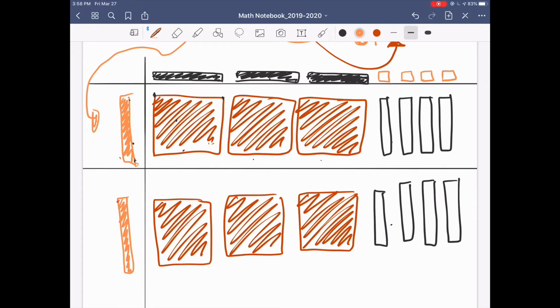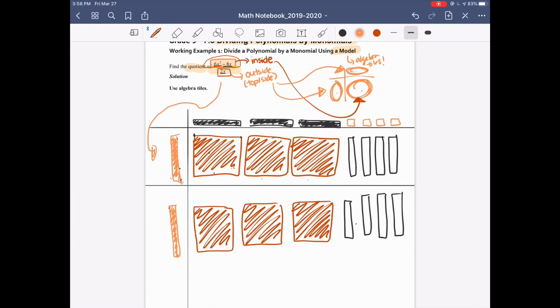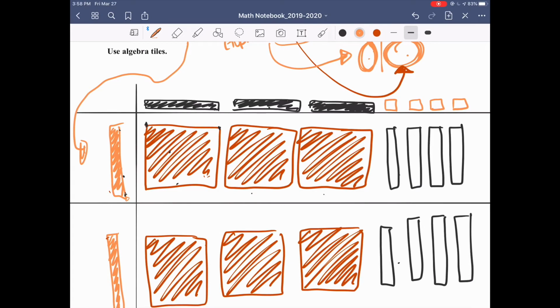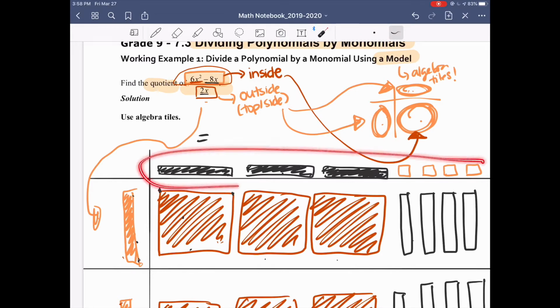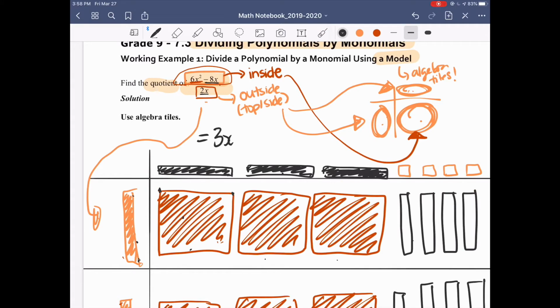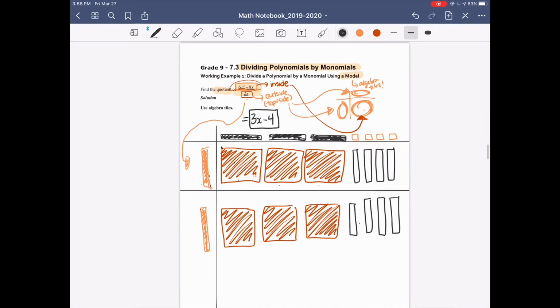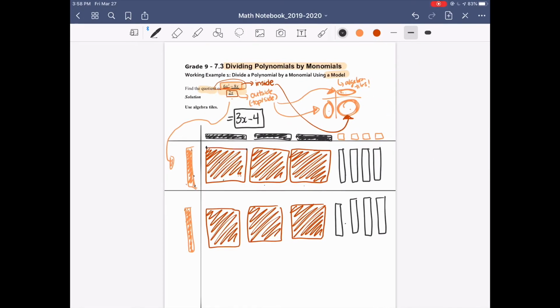So our final answer for the question, which was find the quotient of 6x squared minus 8x divided by 2x, the answer to that would be what we have here at the top, which is 3 positive x tiles and 4 negative 1 tiles. So the answer would be 3x minus 4. And that's how you do division using algebra tiles.